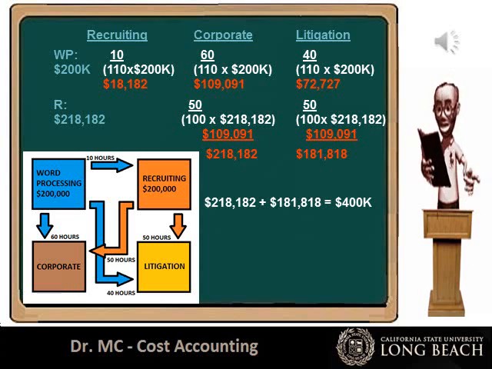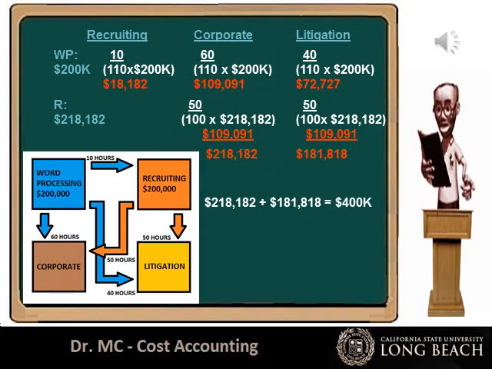Therefore, word processing gives recruiting $18,182, corporate $109,091, and litigation $72,727. Recruiting does not allocate any of its cost to word processing. Recruiting received $18,182 of word processing costs, and it adds those costs to its own $200,000 of costs, giving recruiting $218,182 to allocate to corporate and litigation.